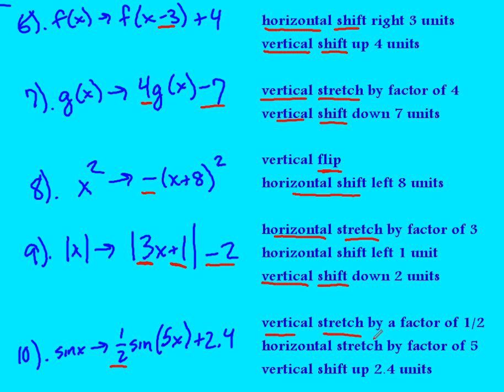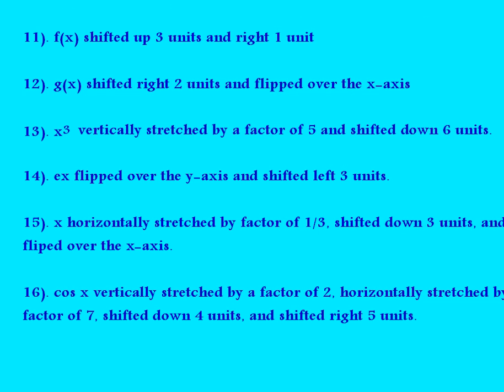And the last one, 1/2 in front, multiplying on the outside means it's a vertical stretch by a factor of 1/2. The 5 on the inside, again multiplying, so multiply is a stretch, horizontal because it's inside, and it's by a factor of 5. And then +2.4 on the outside means it's vertical, adding means it's a shift, and we're going to go up 2.4 units.